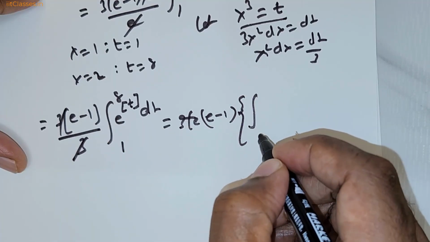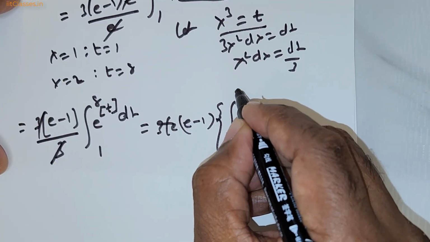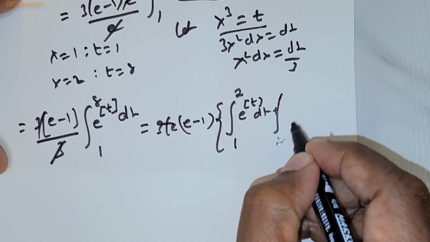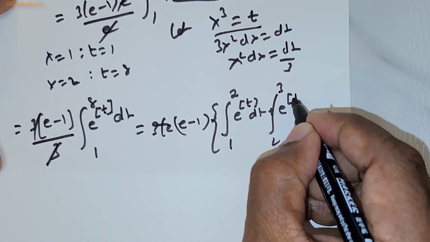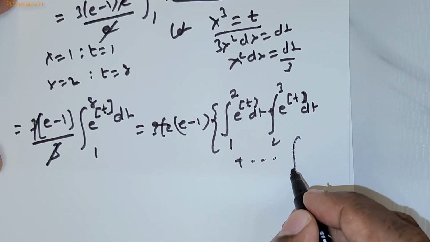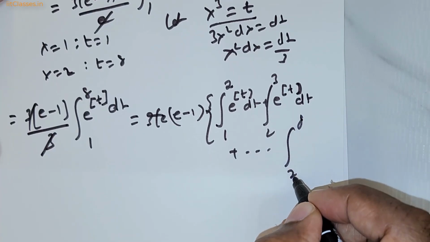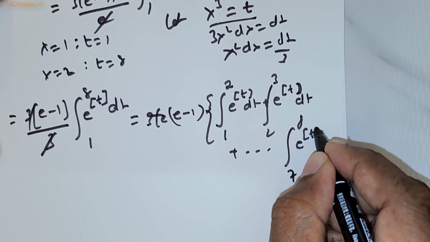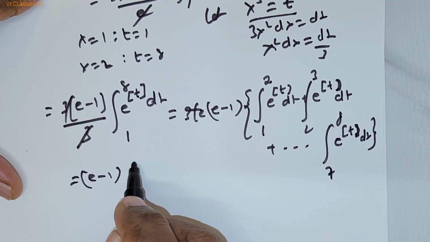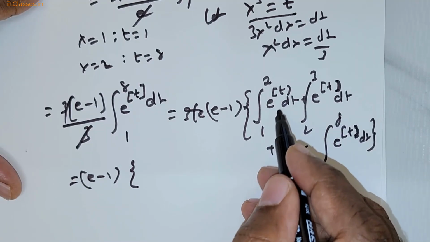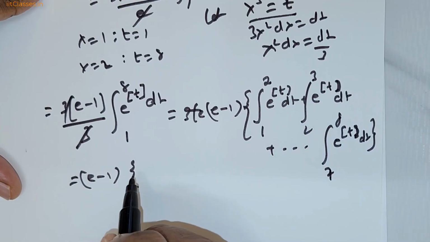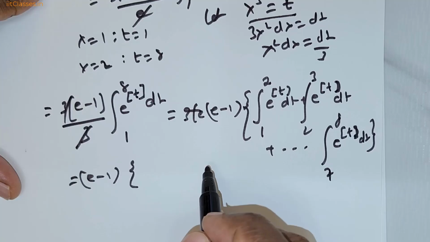1 to 8, so I'm going to split it as 1 to 2 e raised to the power of t times dt, plus 2 to 3 e raised to the power of t, of course greatest integer function, dt, plus etc. Now 7 to 8 of e raised to the power of t times dt. So this is how it looks. So this is going to be equal to e^(-1). Now 1 to 2, the greatest integer function is going to be 1 there. So I'm going to get e there, right?